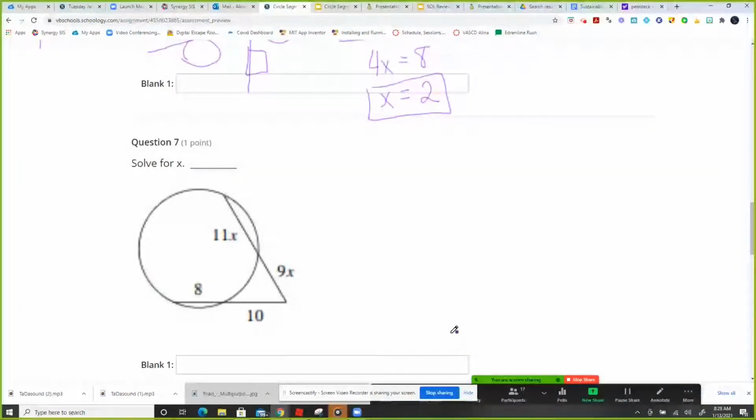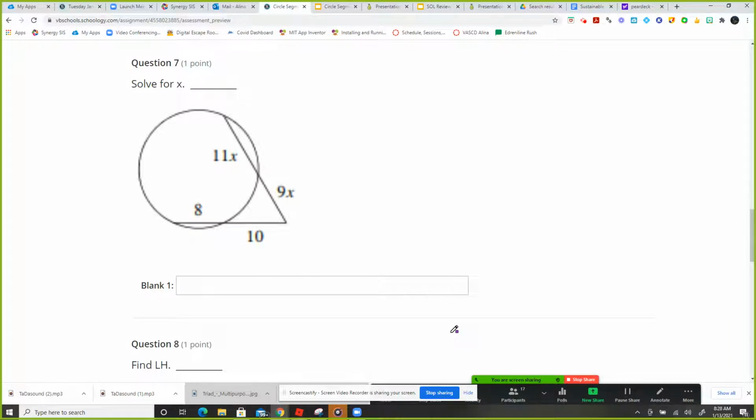All right, drum roll, please. How do I do number 7? You do outside times outside plus inside. And then the total. Perfect. So outside is 9x, and then plus the outside plus the inside. I like that. And then the other side, the outside of the circle is 10, and then the outside plus the inside.